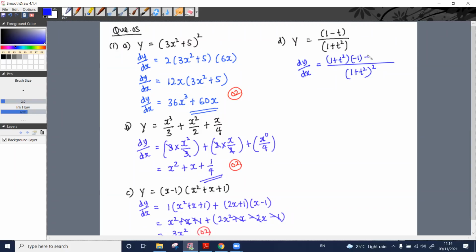Then from this we need to deduct. Consider the numerator as it is, 1 minus t. We have these brackets. This needs to be multiplied by the differentiation of the denominator. 1 we can simply ignore, and differentiating t squared, that is what? 2t.